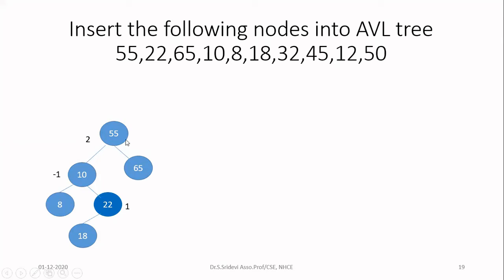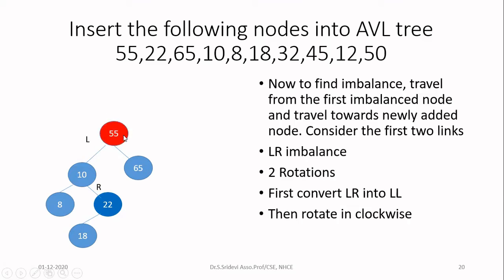Now, after this insertion, node 55 has become unbalanced. So you have to balance 55. Now, I'm fixing that. Then I have to find out what is the type of rotation I have to do. For that, I have to identify the type of imbalance. To identify the type of imbalance, I'm starting from this imbalance node and moving towards the newly added node. I'm going to give label for first 2 links. So with respect to 55, this 18 is in the left subtree. So give L. Then with respect to 10, this 18 is in the right subtree. So give R. Now you have given label for 2 links. Read from 55. So LR. So this is now LR imbalance.